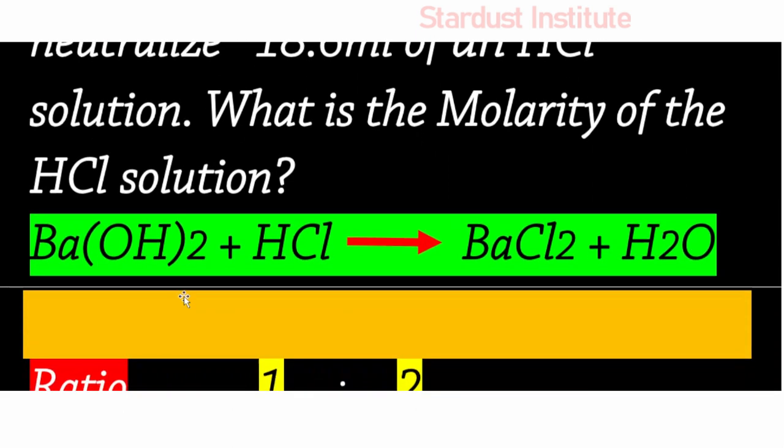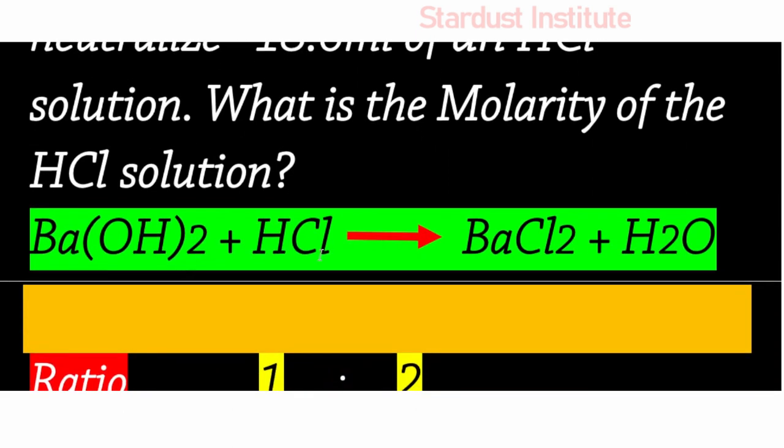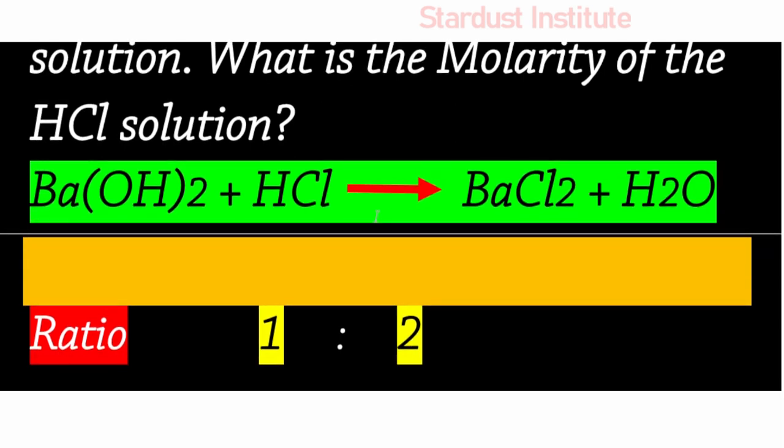This is the chemical equation. Barium hydroxide plus HCl, we get barium chloride plus H2O. This chemical equation is not balanced. First of all, we have to balance this chemical equation.